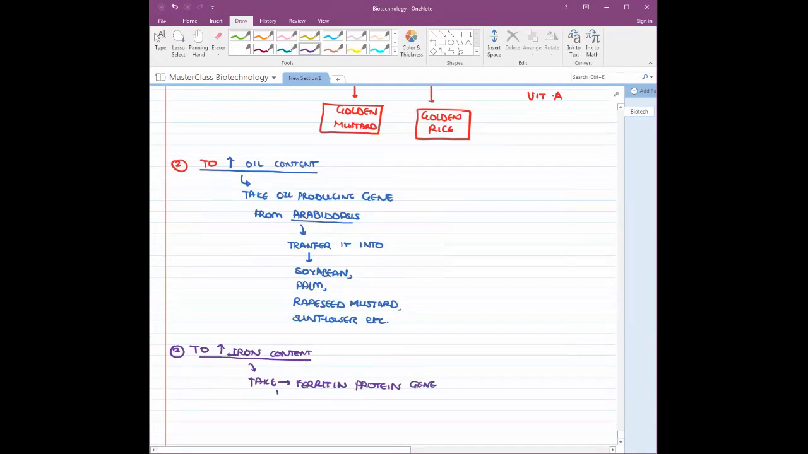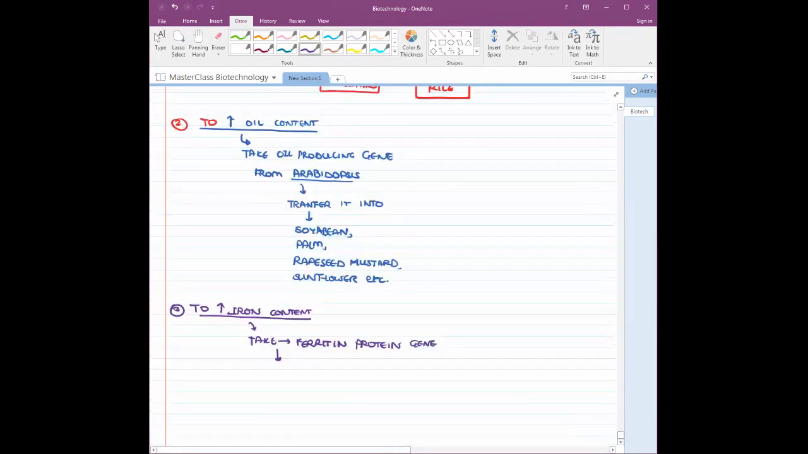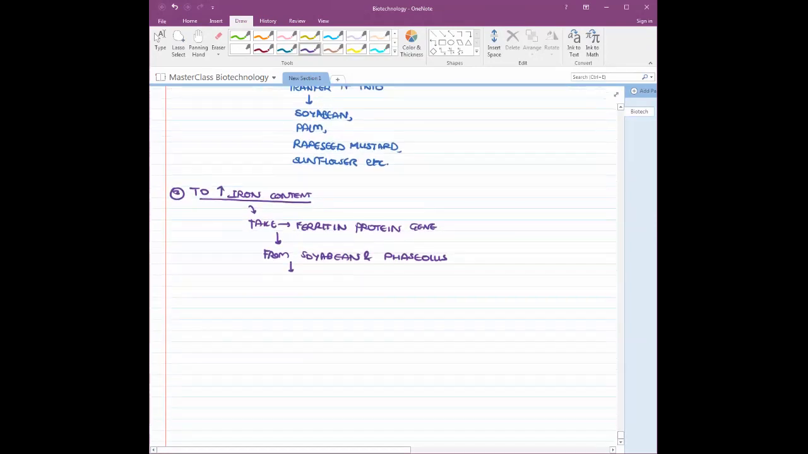And now, from where are we going to take this? Guys, we are going to take it from soybean and the phaseolus. We have talked about phaseolus vulgaris, so same guy. And now what are you going to do? Guys, to increase the iron content, we take it from this and we introduce it into rice.